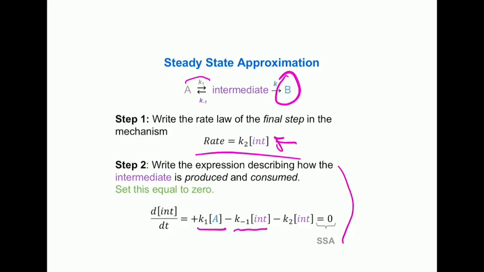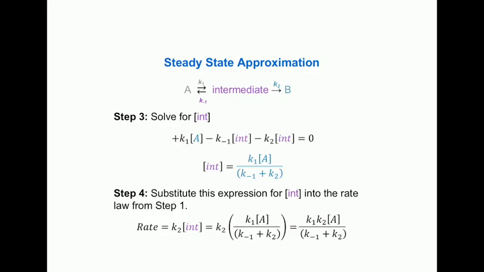This minus k1 int is the destruction of that intermediate. So we have positive terms if we're talking about the formation of that intermediate. We have negative terms if we're talking about how the intermediate is being used up. So these three terms here correspond to the formation, the destruction, and the destruction of that intermediate in three different steps. Just follow it along.